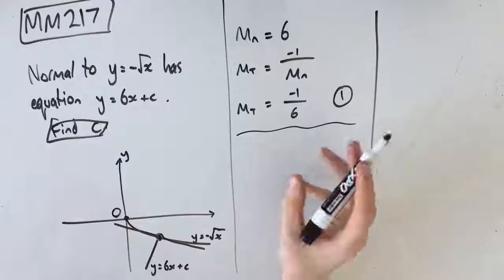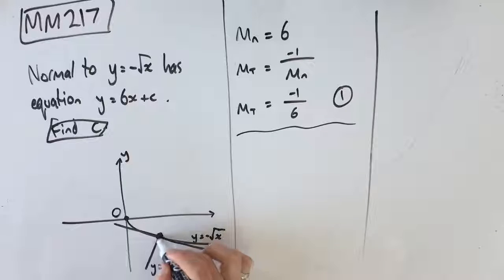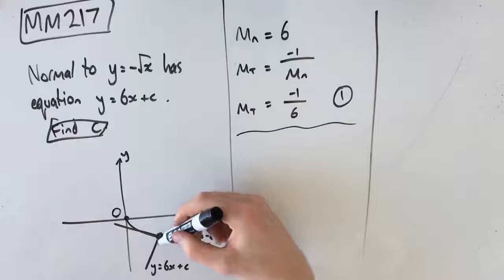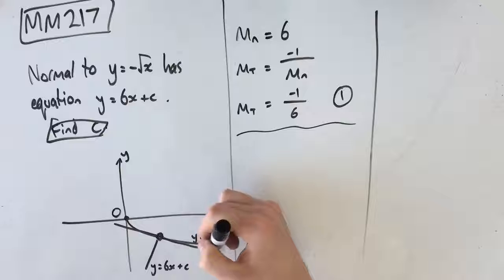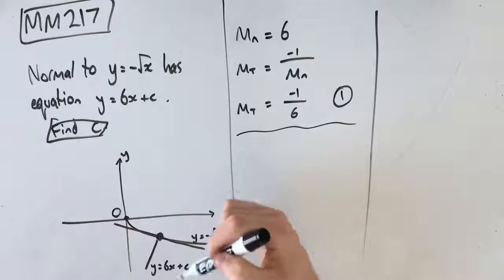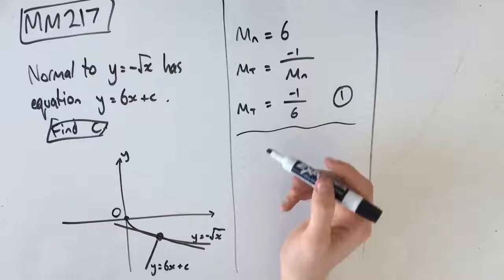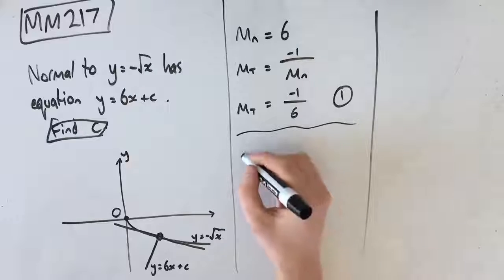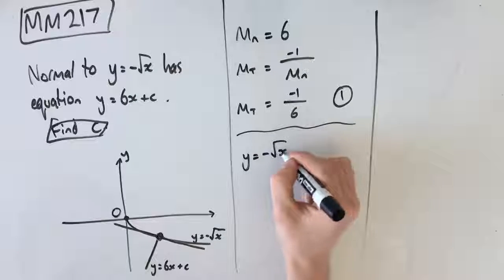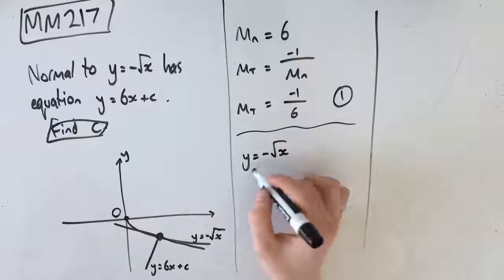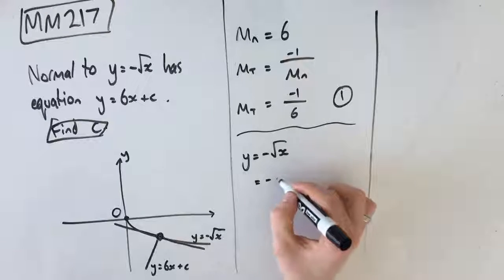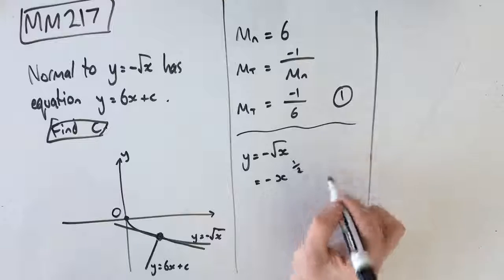Now, we want to find this point, like I mentioned. The way that we do that is we know that the gradient of this graph is going to be -1 on 6 at this point, which means that we can find our gradient function and then sub in our gradient -1 on 6 to find our x value. So we know that y is equal to negative root x. If you didn't understand what I just said, you'll understand as we go along. We know that y is equal to negative root x, which is the same as negative x to the power of 1/2.